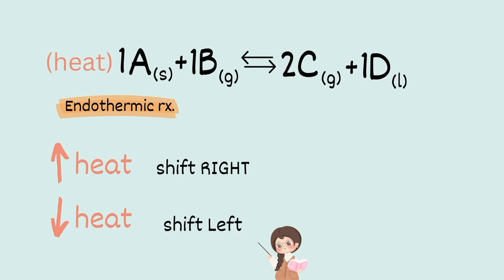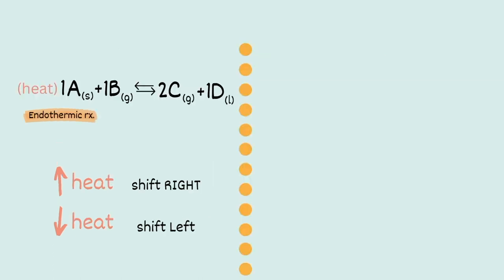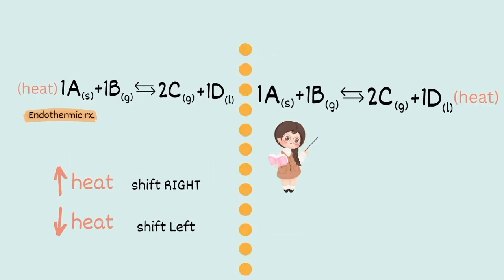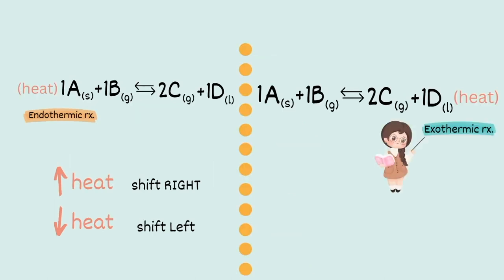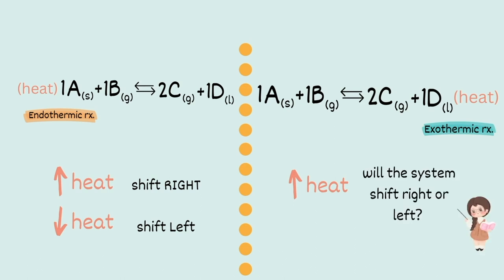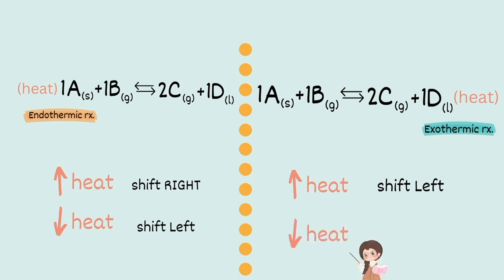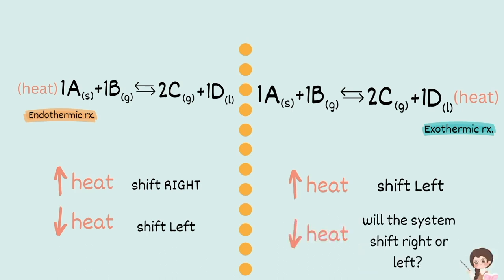Okay, let's compare this endothermic reaction to an exothermic reaction. We have heat on the product side, which means this is exothermic. It's a hint that it's exothermic, right? If we increase the heat here, will the system shift to the right or to the left? It will shift to the left. And if we decrease the heat, which way will the system shift? It will shift to the right.